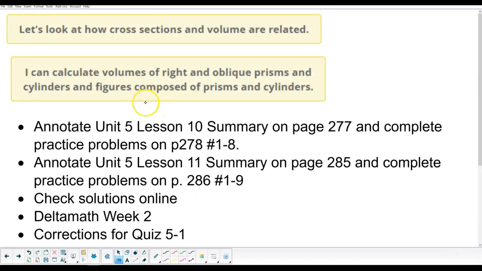All right, if you guys would, today you're going to do the lesson 10 summary, annotate that on page 277, complete 1 through 8 practice problems, and then do the lesson 12 summary on page 285, complete the problems 1 through 9 for Lesson 11. Remember to check solutions online. Keep plugging away at Delta Math. That's due on Friday. And then if you have time, you can do corrections for full credit back on your quiz.